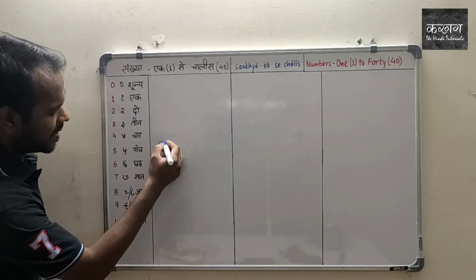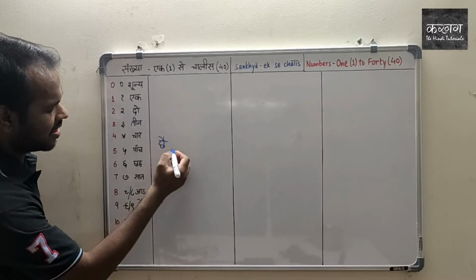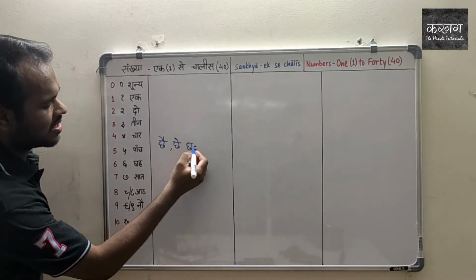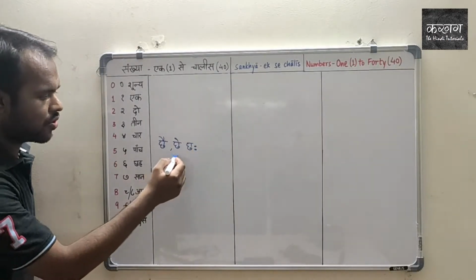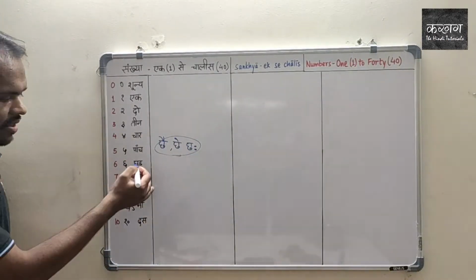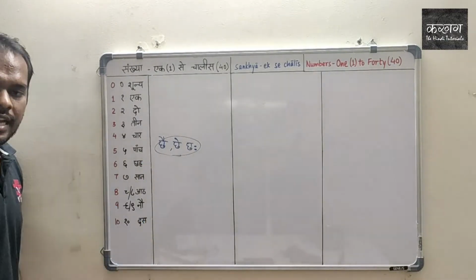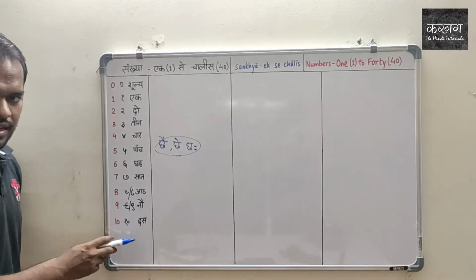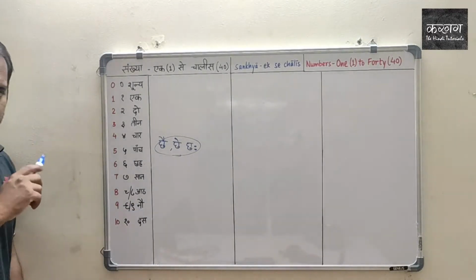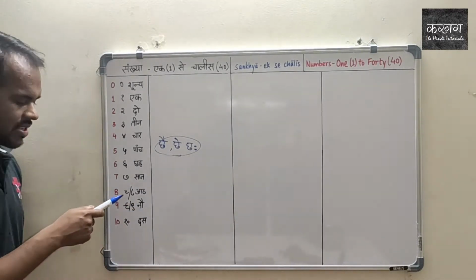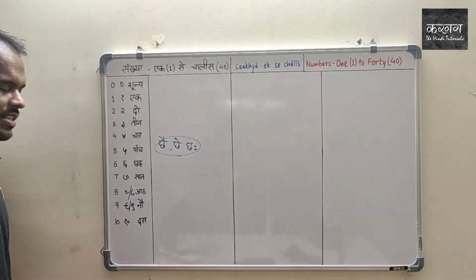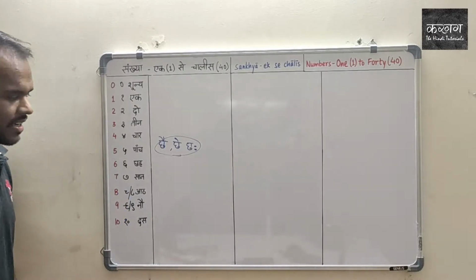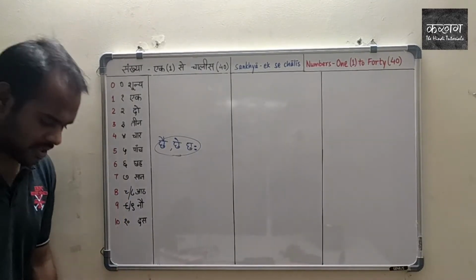Some incorrect spellings of chhe are this, this, or this one. These are incorrect forms and you should never use them. This is the correct one. The next is saat, aath, nau, das. In the previous lesson, tutorial number 50, we learned how to pronounce the retroflex aspirated voiceless consonant in aath. Okay. 1, 2, 3, 4, 5, 6, 7, 8, 9, 10.